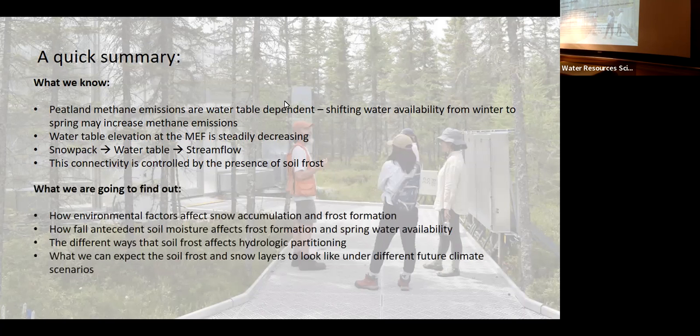So going forwards, what we are hoping to find out further is how environmental factors are affecting this frost formation, and by consequence, this connectivity; how fall antecedent soil moisture is affecting this frost formation, and also by consequence, spring water availability. And then the different mechanisms behind how soil frost is affecting this hydrologic partitioning of snowmelt into stream flow, and then what we can expect from this partition under different future climate scenarios.